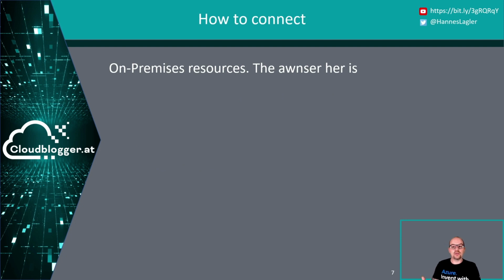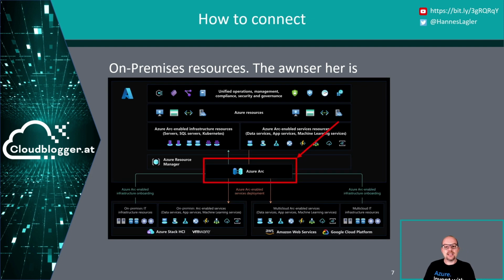So let's talk about on-premise. How can you connect your on-premise environment? The answer here is for sure Azure Arc. Azure Arc is the connection endpoint between on-premise servers and the cloud.